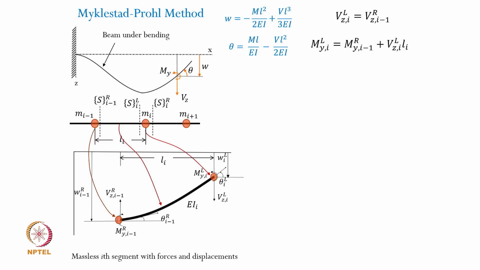So how do I write Wi on the left side equal to, in terms of all the parameters on the left side? See what you have done, you have written W in terms of the value on the right hand side of the I minus 1th segment, right. So I would like to now write WIL. This will be equal to whatever is the deflection on the right side, that is this deflection I minus 1. Okay.